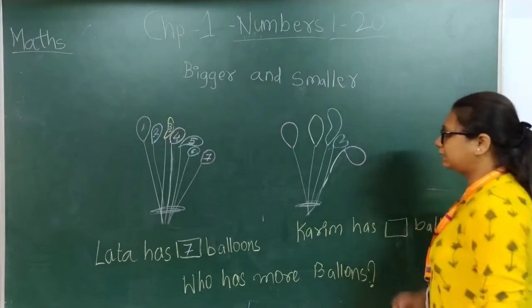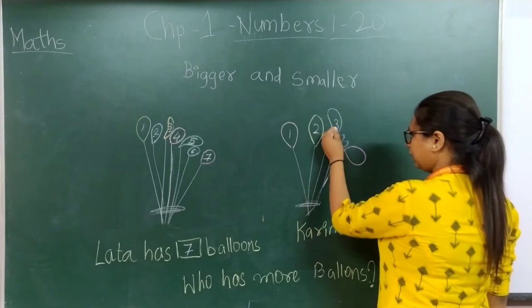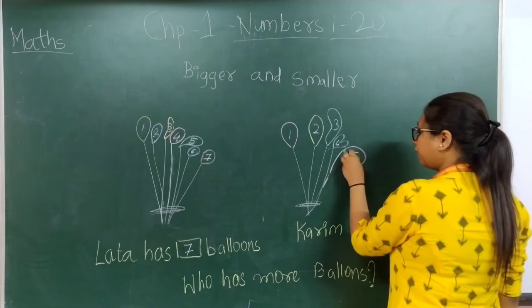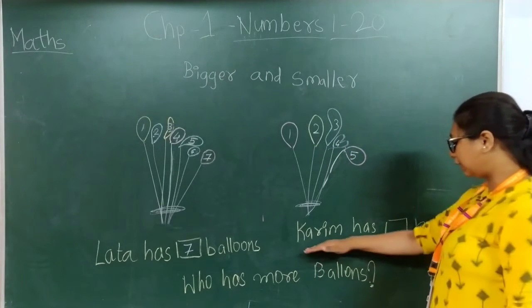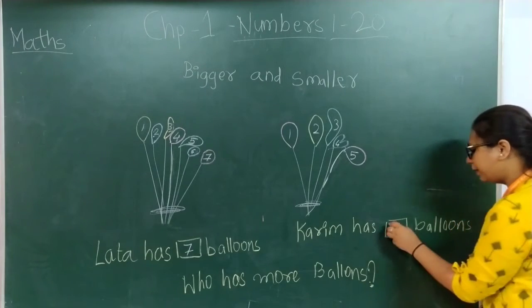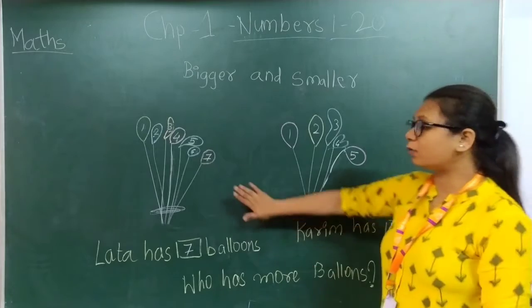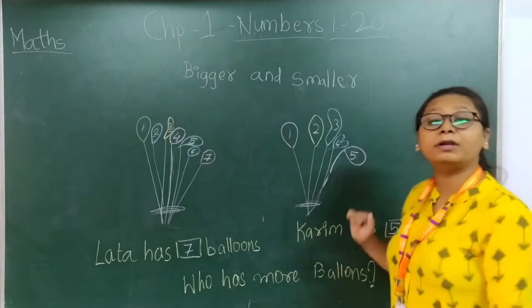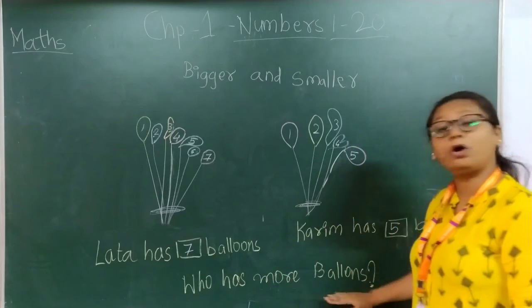Okay, now let's count. 1, 2, 3, 4, and 5. How many balloons does Kareem have? 5. So Kareem has 5 balloons. Okay. Now students, we have counted Lata's balloons and we have counted Kareem's balloons. Now you need to tell me who has more balloons.